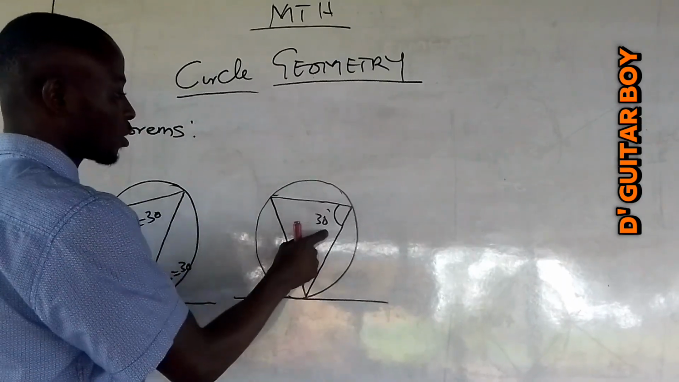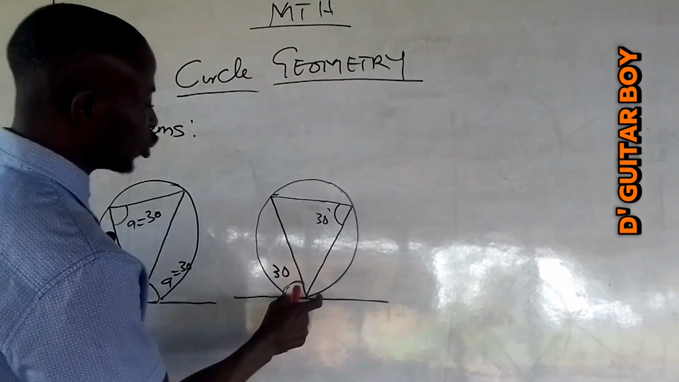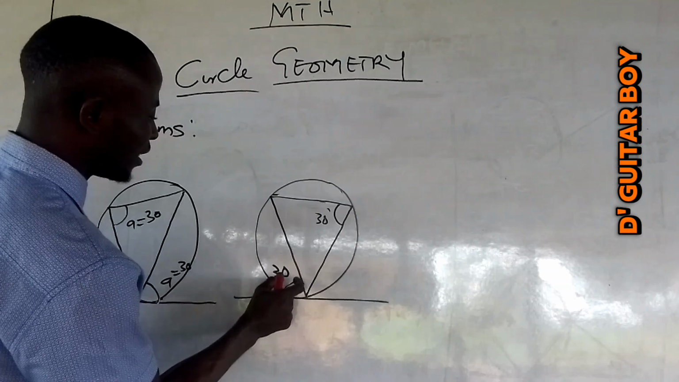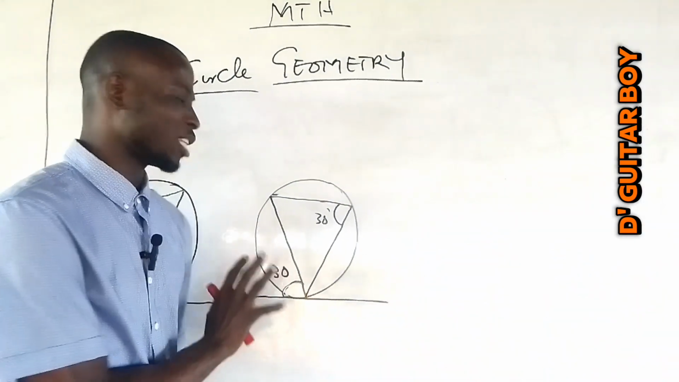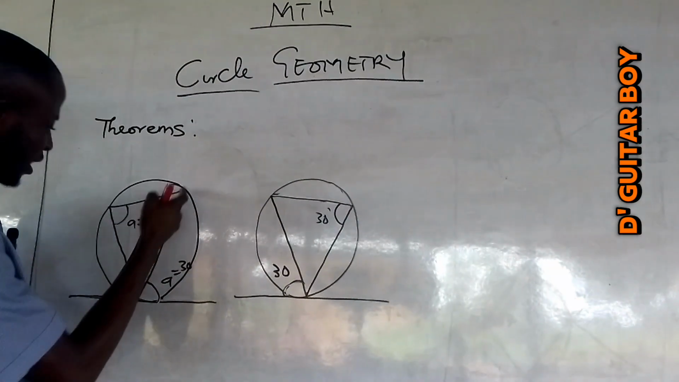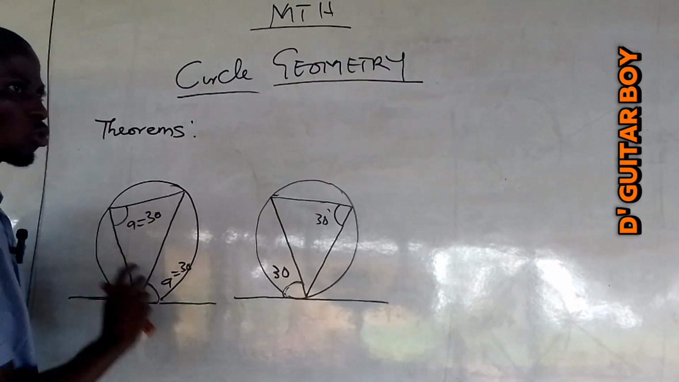This is the angle in the alternate segment. This is the angle that is equal to it. So when you have something like this, you just know that this angle and this angle are equal. That is what you are required of in this particular theorem. When you see a segment like this, and you have this angle and this angle, just know that they are equal.